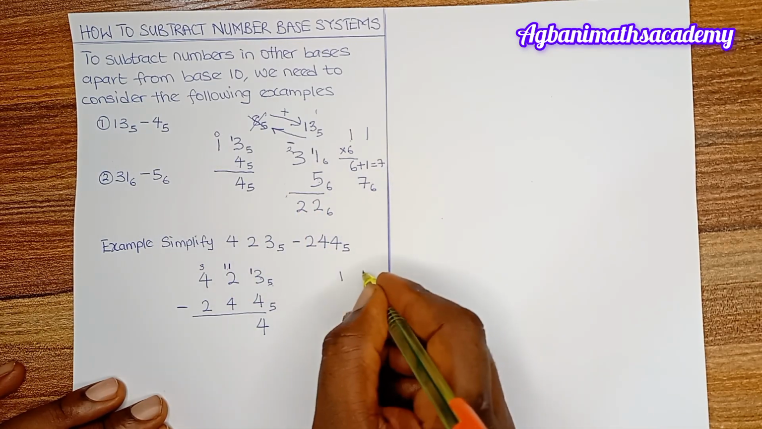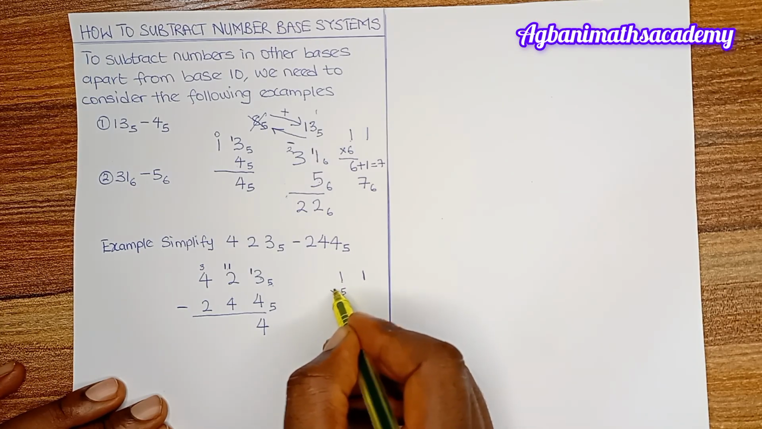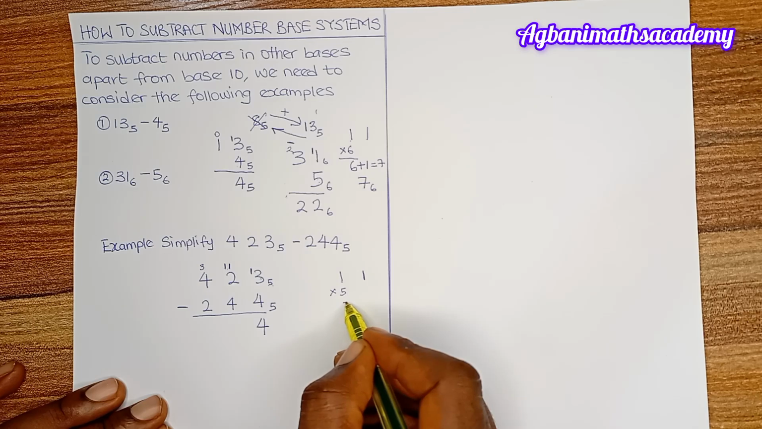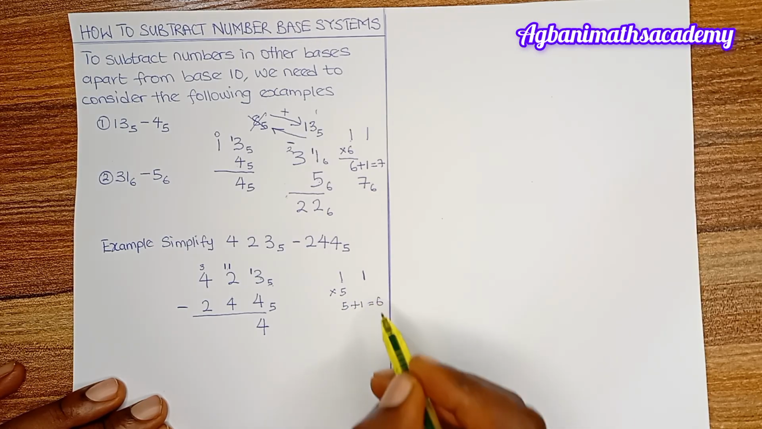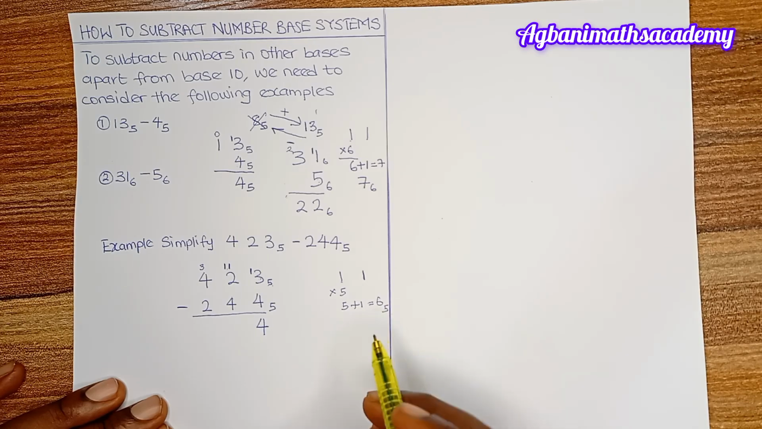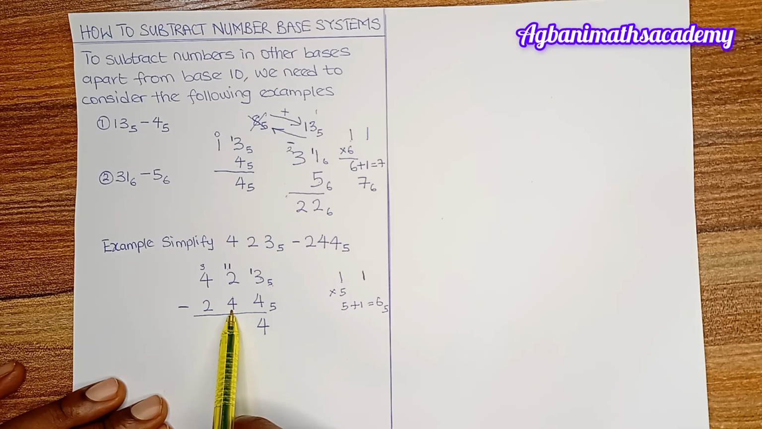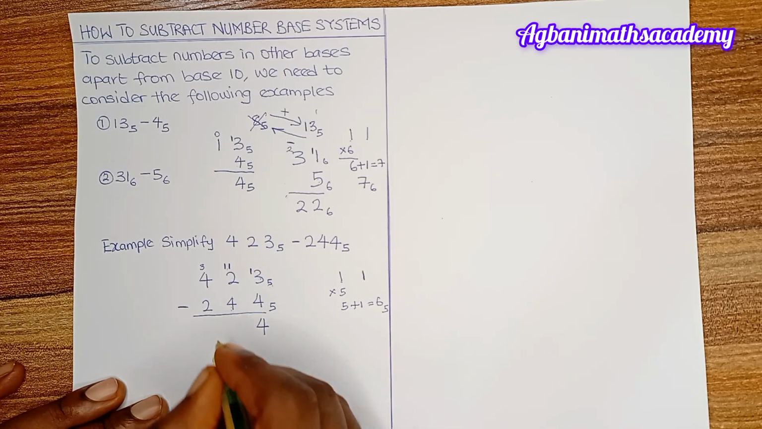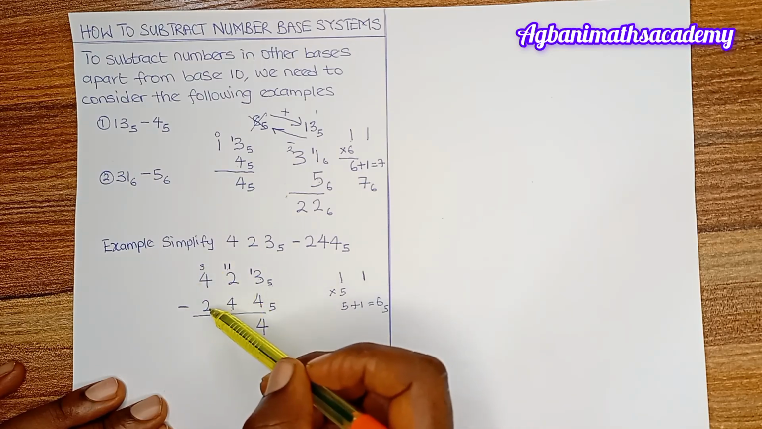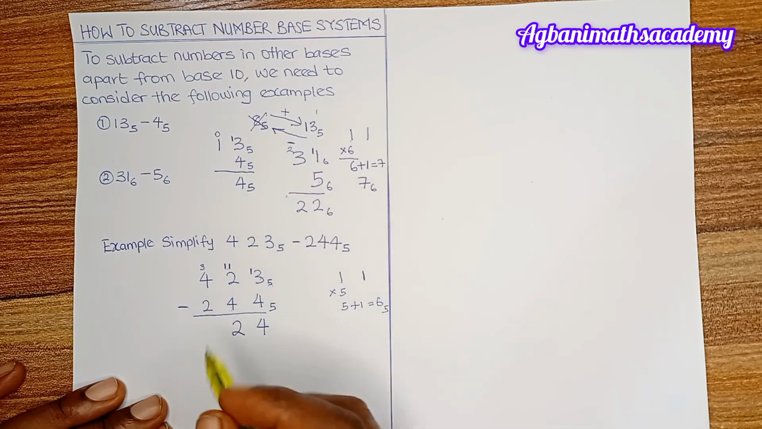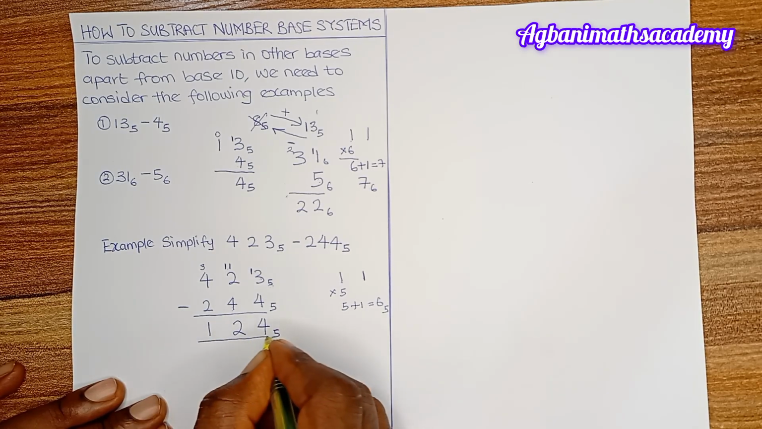We have 11. So we are going to multiply this first one by 5. 1 multiplied by 5 will give us 5 plus 1 plus this one, which will give us 6. So it is this 6 base 5, which is the incorrect form of 11 base 5, we are going to use to subtract 4. So 6 minus 4 is going to give us 2. Okay? And then here we have 3 minus 2, which is possible. 3 minus 2 will give us 1. So this is our answer for base 5.